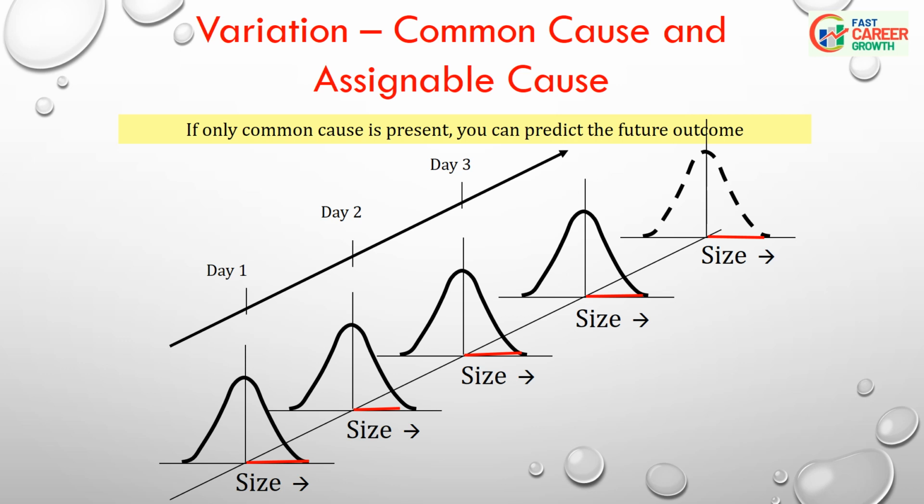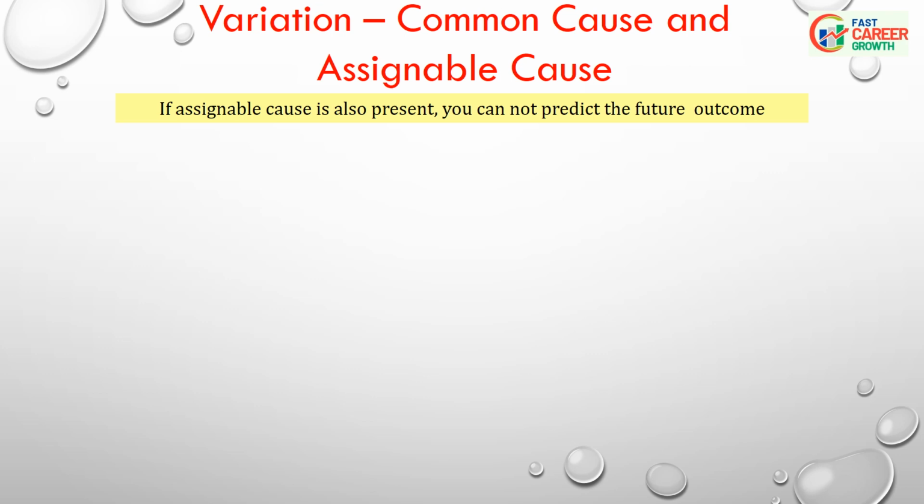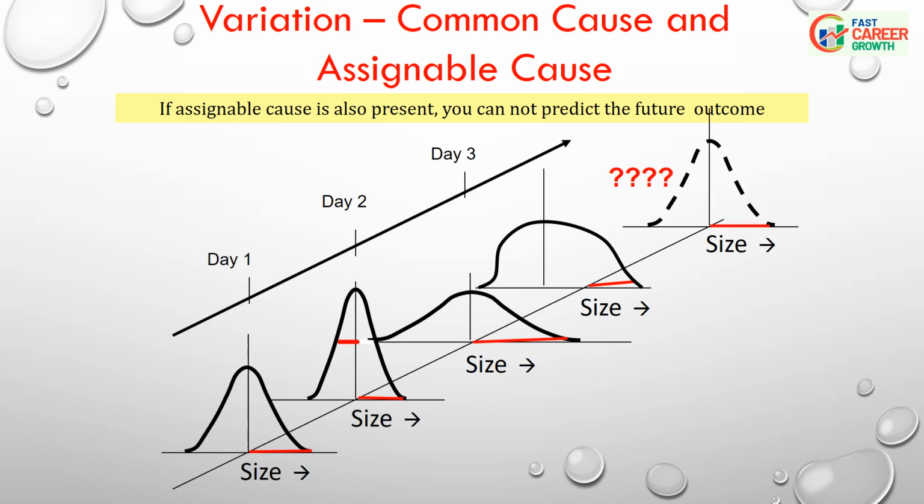Processes that have undergone several cycles of continual improvement produce a stable and repeatable distribution over time. This is called being in a state of statistical control, or sometimes just in control. Common causes yield a stable system of chance causes. If only common causes of variation are present and do not change, the output of a process is predictable. If an assignable cause is also present, you cannot predict the future outcome.